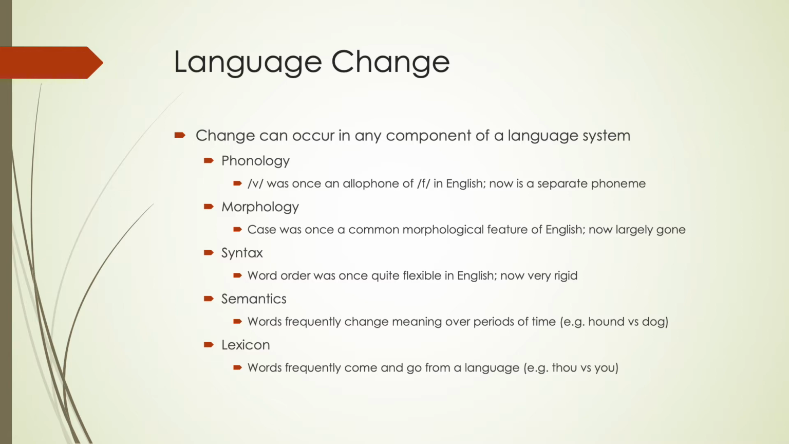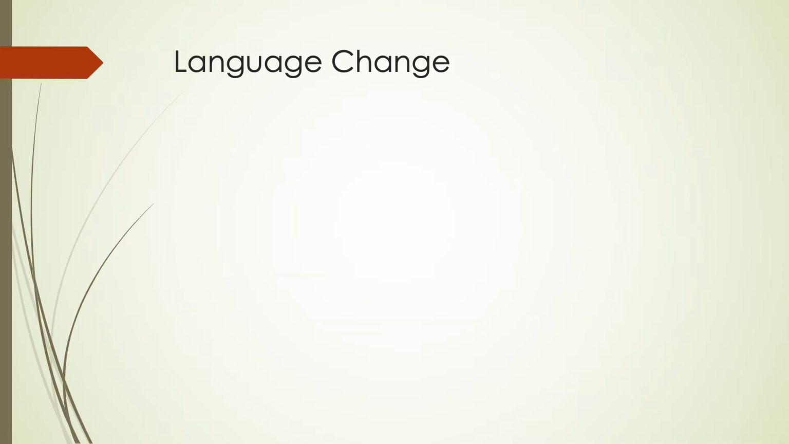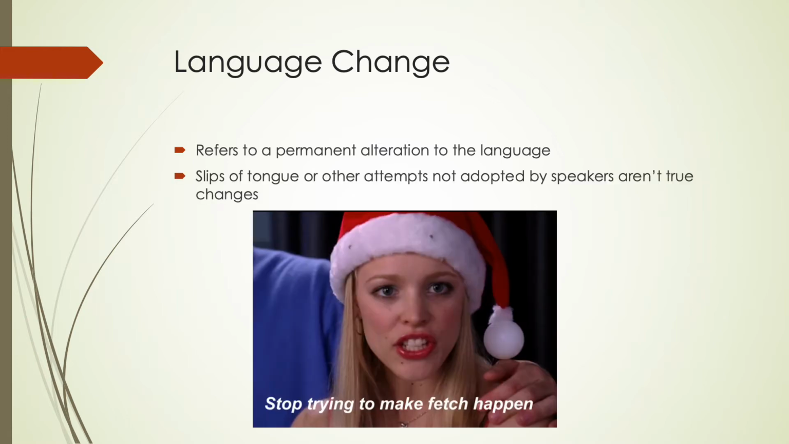As we're thinking about all of these different aspects of language change, when we're referring to language change in the class and in the kinds of things that we're looking at, we're referring mostly to permanent changes to the language. Things like just a slip of the tongue, or an attempt to change something that isn't actually adopted by all of the speakers, wouldn't be the kind of true language change examples that we're looking for in this class.